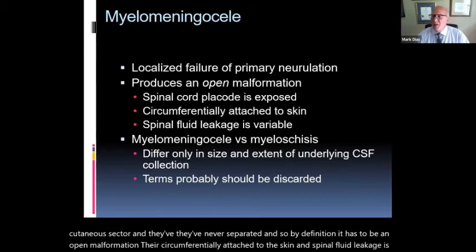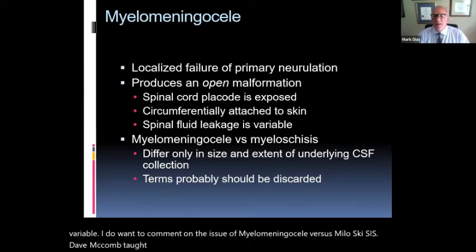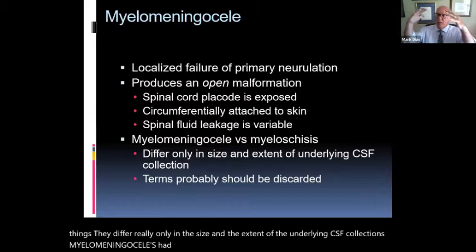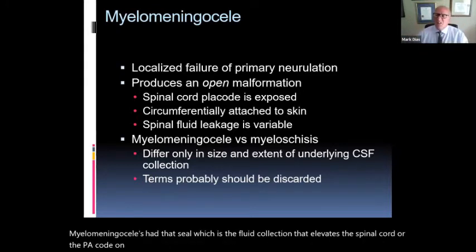I do want to comment on the issue of myelomeningocele versus myeloschisis. Dave McClone taught me way back when that these really shouldn't be different names for things. They differ really only in the size and the extent of the underlying CSF collections. Myelomeningoceles have that sac, which is the fluid collection that elevates the spinal cord or the placode on a dome of fluid. Myeloschisis, as you'll see in the next slide, basically is a flat malformation.